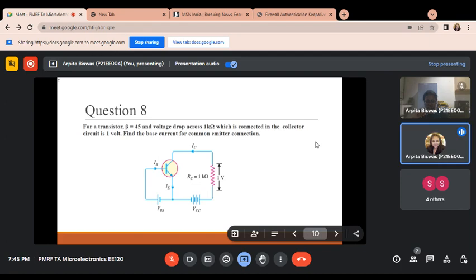If the voltage drop across any resistance is given, then you can find out the current passing through that resistance. By the normal equation, voltage by resistance gives the current, and that current is the collector current. 1 volt by 1 kilo ohm is IC. So the IC value is 1 milliampere. Then you have to find out the IB, and the beta value is given.